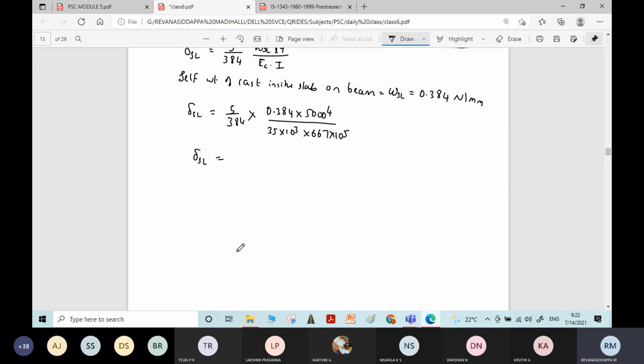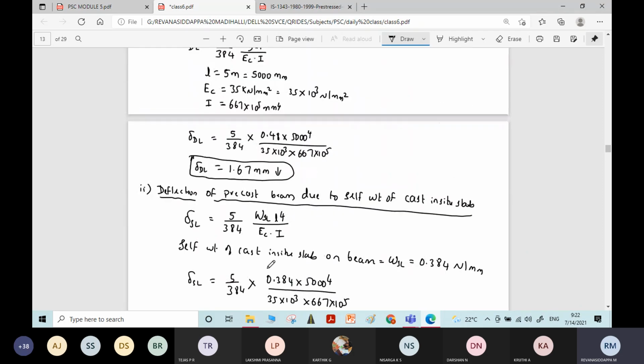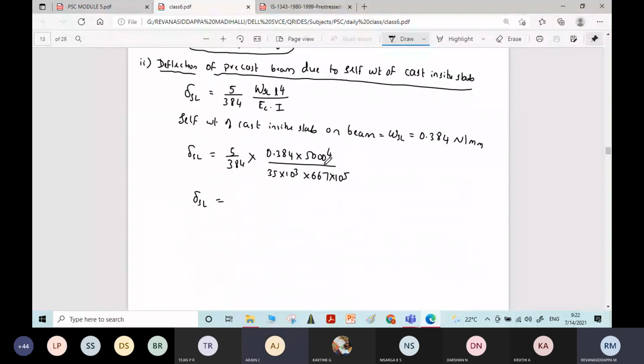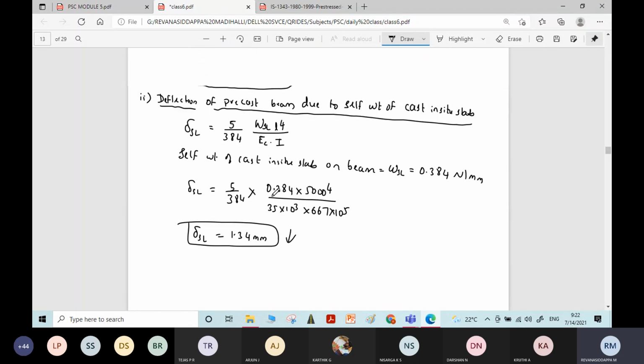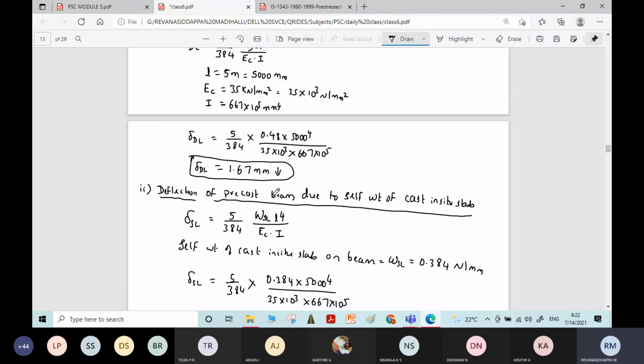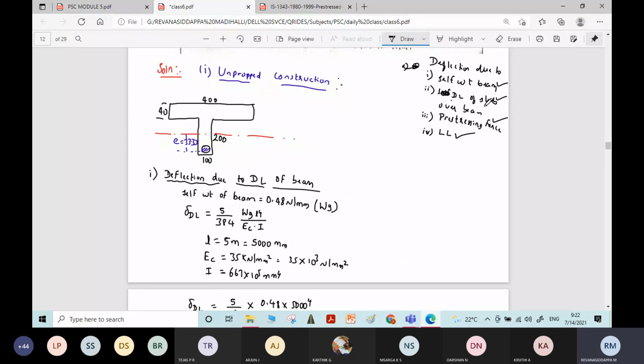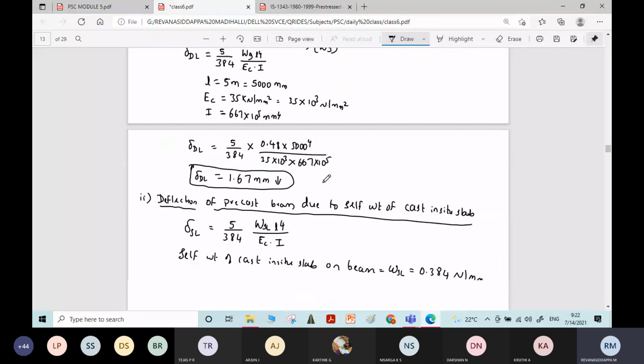What is the answer, students? 1.34 mm. Yes, 1.34 mm. Okay. Now second deflection is over, that is deflection due to dead load of slab over beam, it is over. Next we will find deflection due to pre-stressing force.